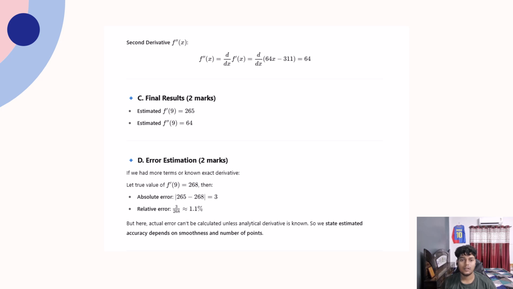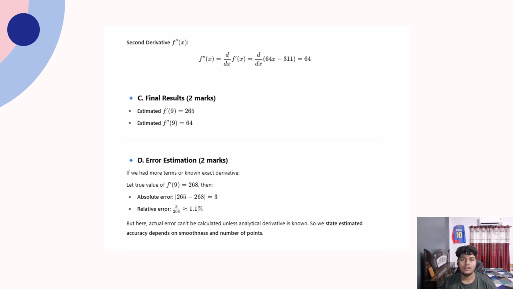And coming to Part C, final results. Using f(7) equals 392, f(9) equals minus 61.33, f(11) equals 1452, f'(9) is approximately 265 for the first derivative, and f''(9) is approximated to 491.67. These are rough estimates due to large h and interpolation error.